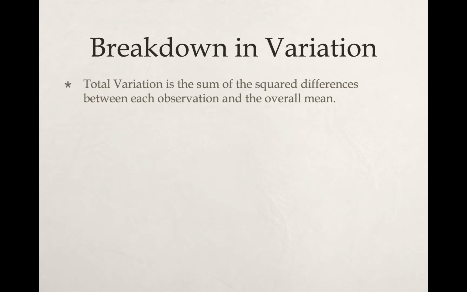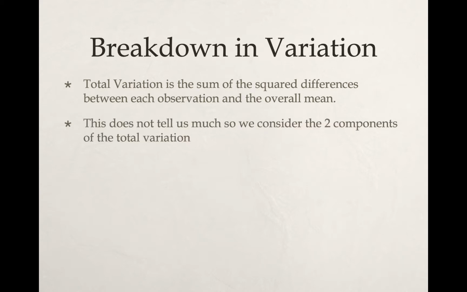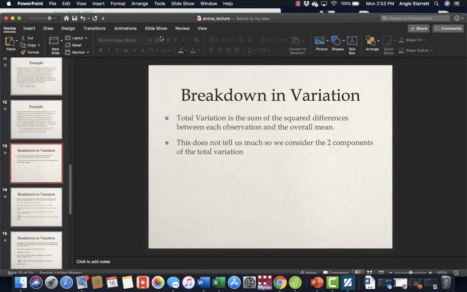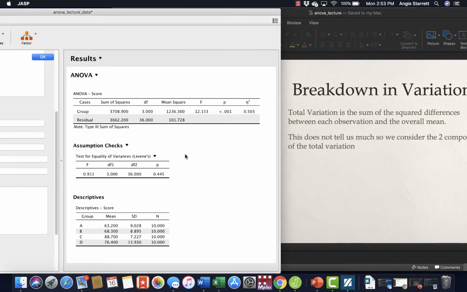All right, so the total variation is the sum of the squared differences between each observation and the overall mean. So from each of the four groups, right, we've got a sum of the squared differences between that observation and the overall mean of all of the scores, all right, and that gives us our total variation. Let me go over here and show you where that is. Actually, sorry, we do not get that.